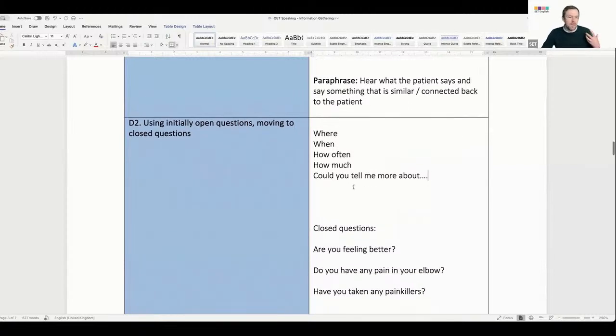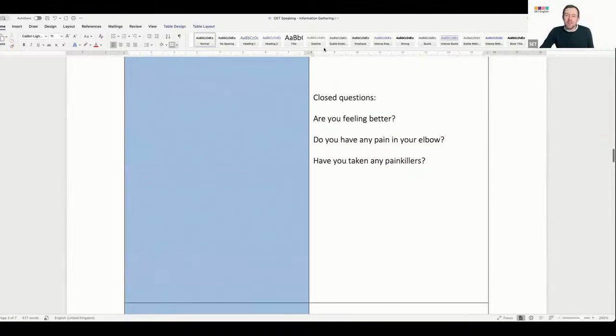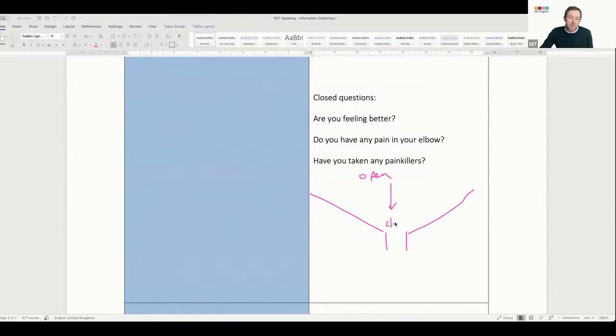Now, there's a kind of idea. It's not just in the field of healthcare. It's just in general. The conversations go out like this. That we start open and that we go down towards closed. That's a bit simple, but it's a good strategy to be aware of. It's a good sort of pattern to be aware of. We often start with open questions and go towards closed ones.